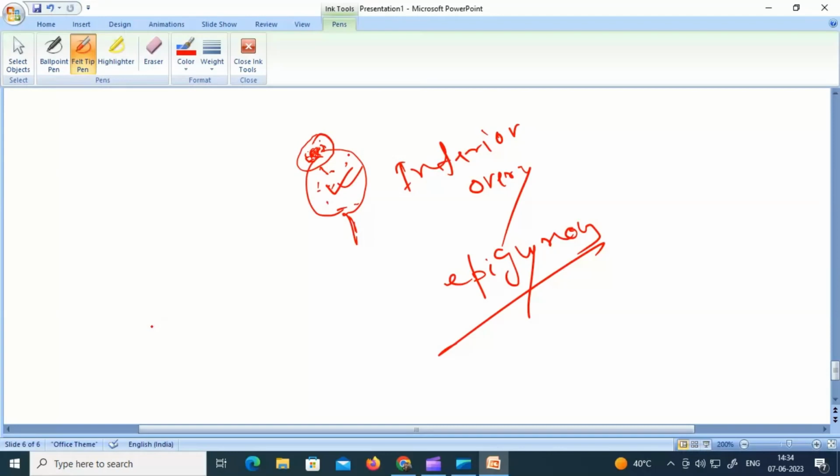These were the main important terms, given on page number 62, the flower chapter from NCERT class 11. So today, up to this much.